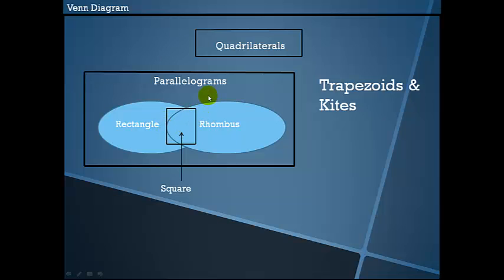And this is where my shape, the square, comes into play. A square can be both a rhombus, and a square could also be a rectangle. But a rectangle cannot always be a square. A rhombus cannot always be a square. A square can be one of those, but a square is always a square. So, that's it in a nutshell.